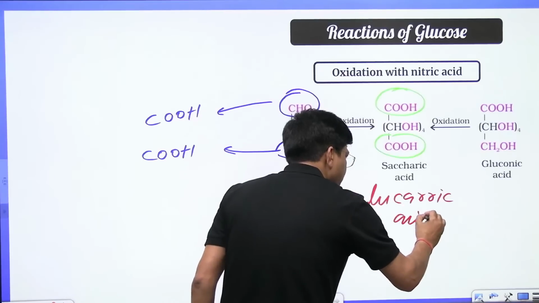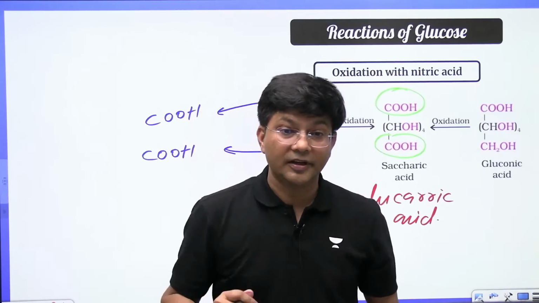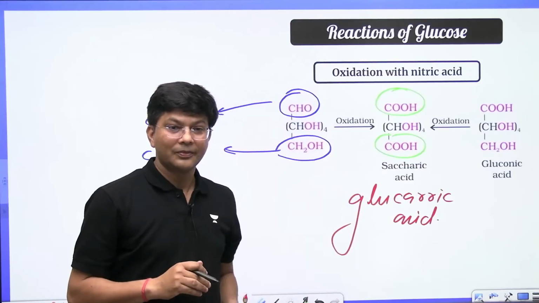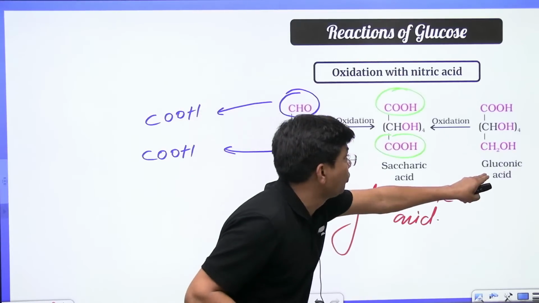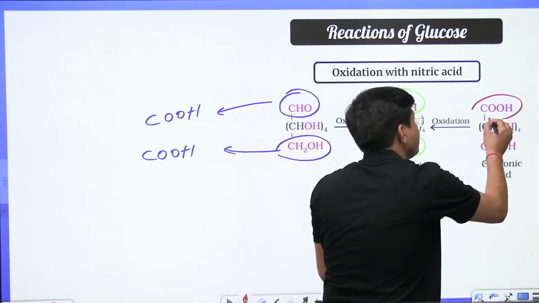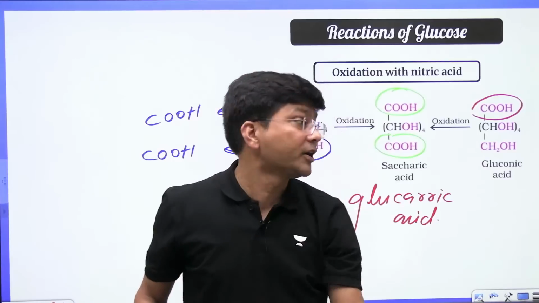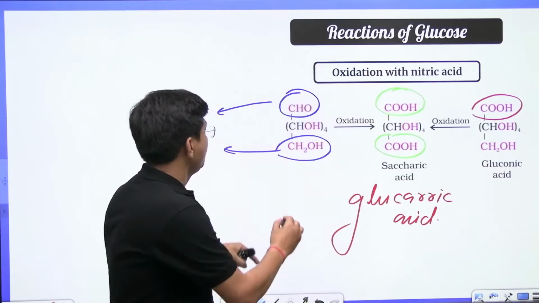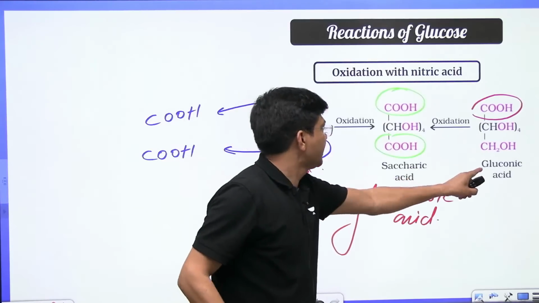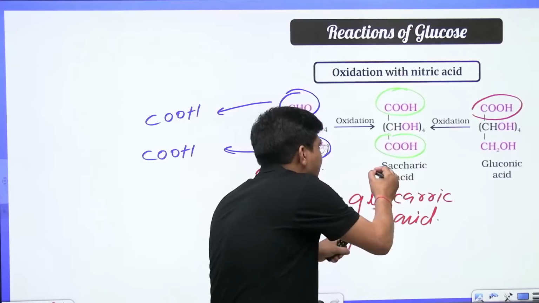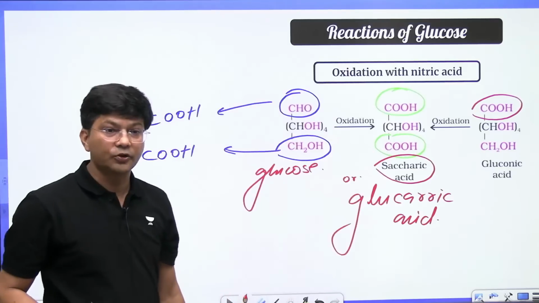My dear student, don't get confused between glucaric acid and gluconic acid. This is gluconic acid, with only one COOH. We get it from glucose when glucose reacts with bromine water. Whether I have glucose or gluconic acid, both will give saccharic acid. Saccharic acid's other name is glucaric acid. Is this point clear to all of you?